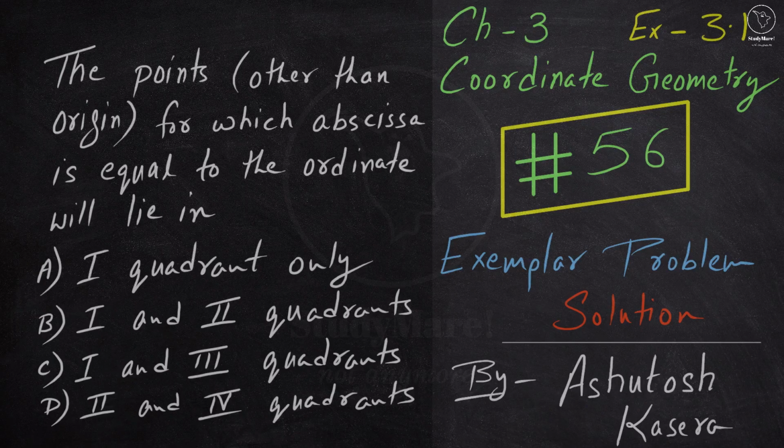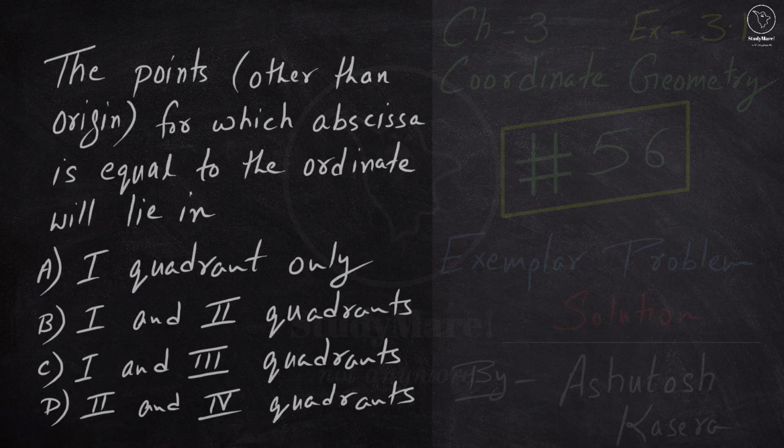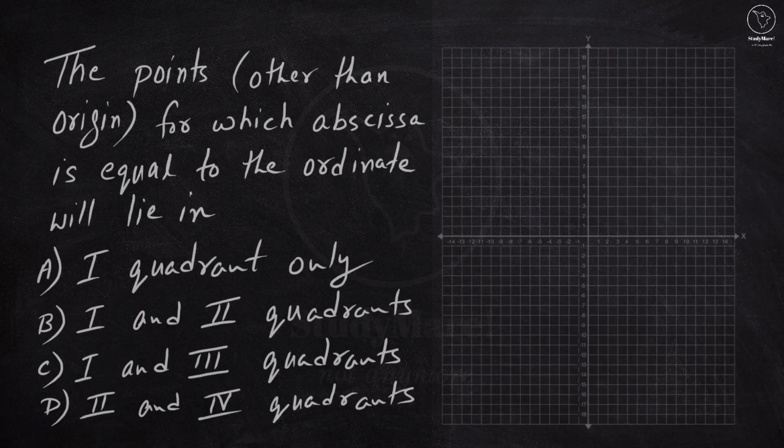The points other than origin for which abscissa is equal to the ordinate will lie in. We have 4 options. Option A, first quadrant only. Option B, first and second quadrants. Option C, first and third quadrants. And option D, second and fourth quadrants.